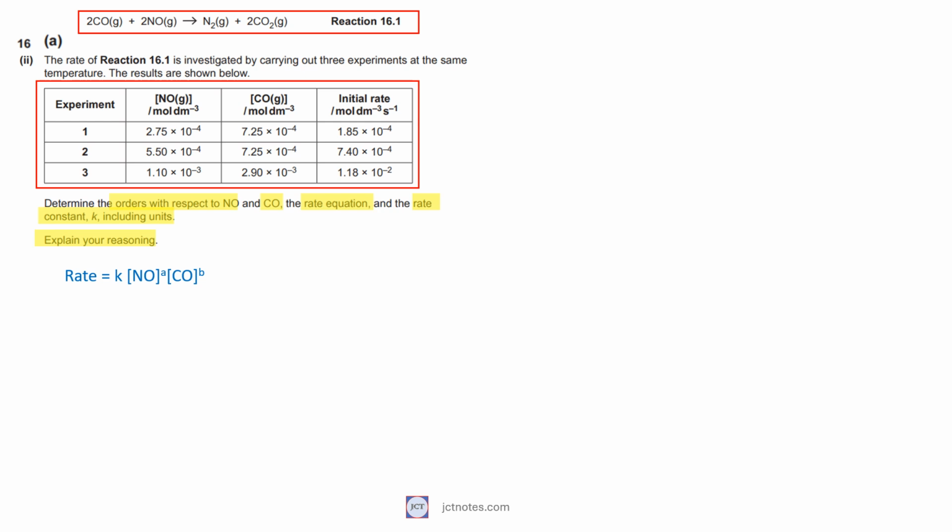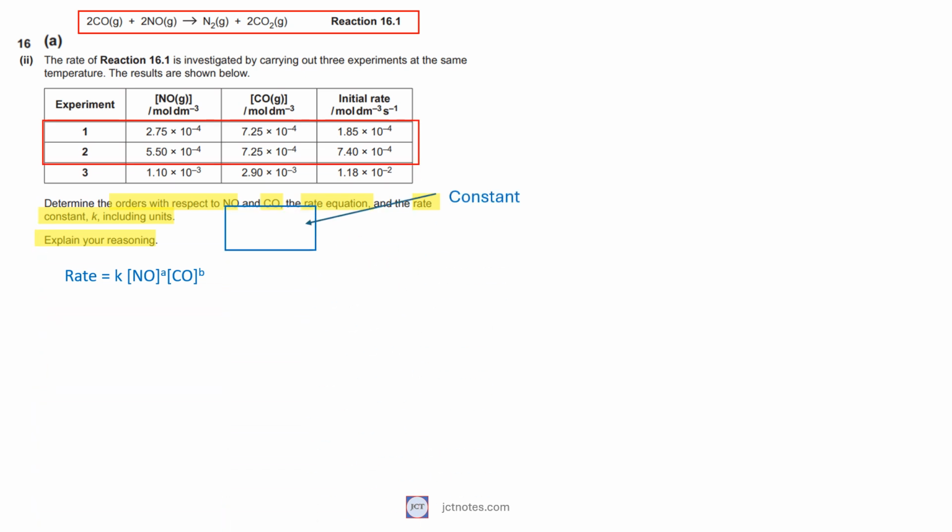The first step is to find the orders with respect to NO and CO, A and B respectively. We start by comparing the different experiments, looking for relationships between concentrations and use these numbers to find A and B. Comparing experiments 1 and 2, we see that the concentration of carbon monoxide is constant, and when we double the concentration of nitrogen monoxide the initial rate increases by 4. We can conclude that the order to NO is 2.